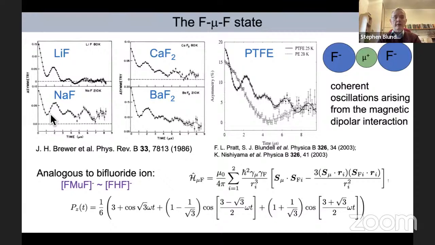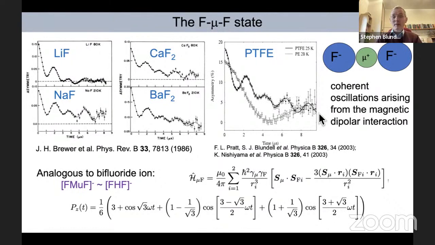And what they found was you don't see anything at all like this. You see something very strange. In sodium fluoride, you see something with multiple oscillations. And in fact, you see the same in lithium fluoride and calcium fluoride and barium fluoride. You even see it, as myself and Francis Pratt discovered, in Teflon frying pans. Okay, so what's going on?